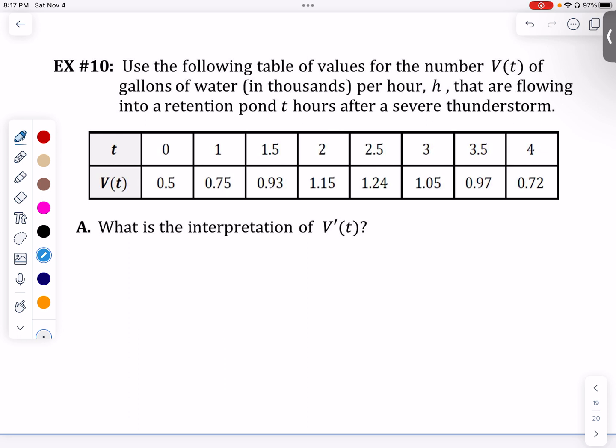Example 10. Use the following table of values for the number V of t of gallons of water in thousands per hour that are flowing into a retention pond t hours after a severe thunderstorm. So you have this table. And so what would V prime of t represent? Okay, so V prime of t is the instantaneous rate of change of the thousands of gallons of water per hour after t hours flowing into the retention pond.